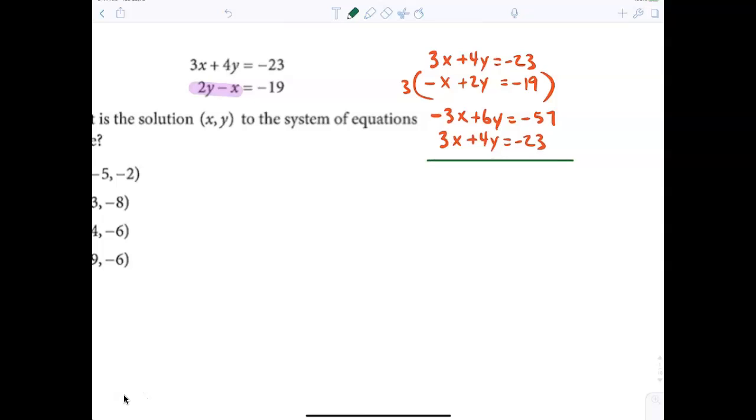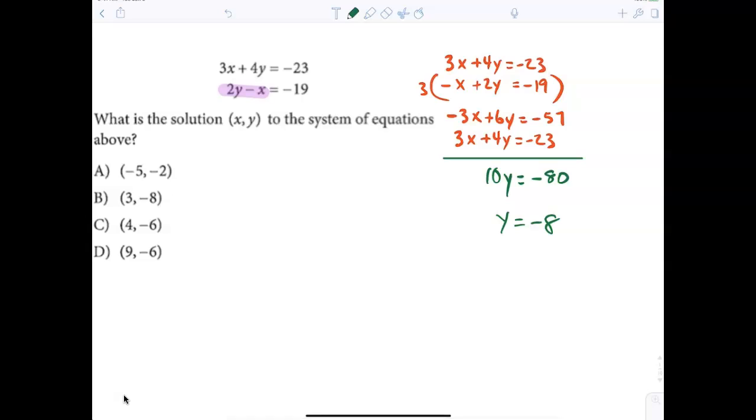And what happens to the x's now, guys? They cancel. So what's 6y and 4y? 10y equals negative 80. Does everybody agree with that? So y equals negative 8.